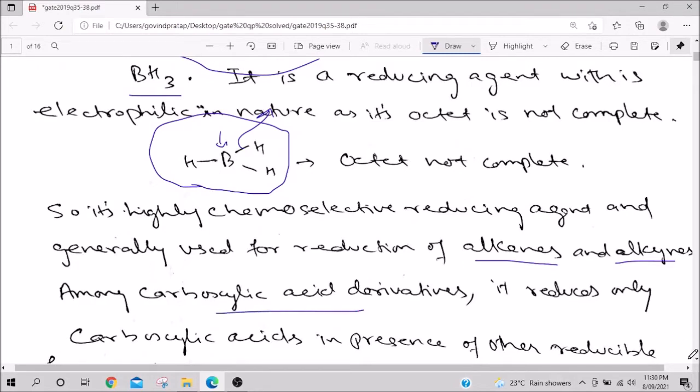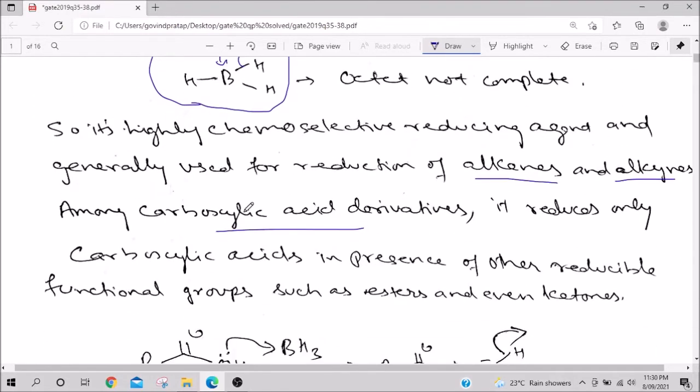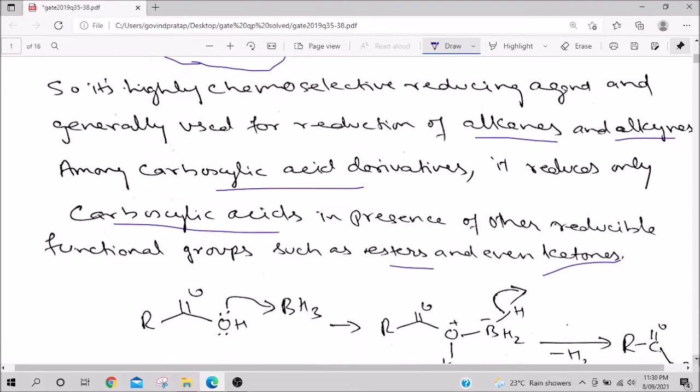among carboxylic acid derivatives it reduces only the carboxylic acid in presence of other functional groups such as esters and even ketones, because they are all electron deficient in nature. If you remove the proton from a carboxylic acid, it becomes O minus, which is quite electron rich and therefore, that reduces easily. The other thing which reduces is amide, which I will show you after some time.